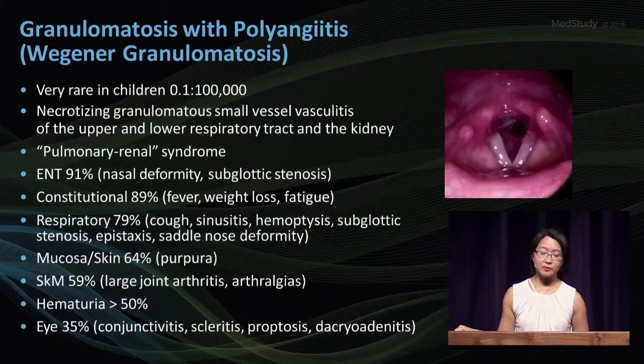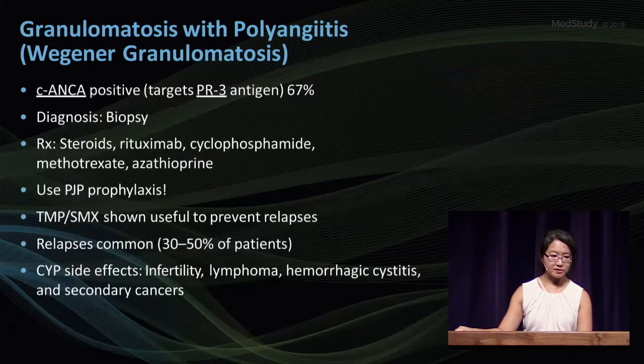Hematuria can occur in 50%. This is a true glomerulonephritis. And the eyes could also be involved. Patients can present with scleritis, conjunctivitis, dacryoadenitis, as well as proptosis.